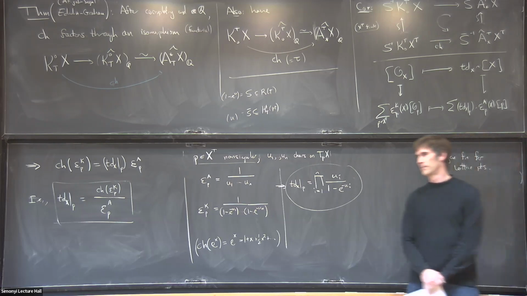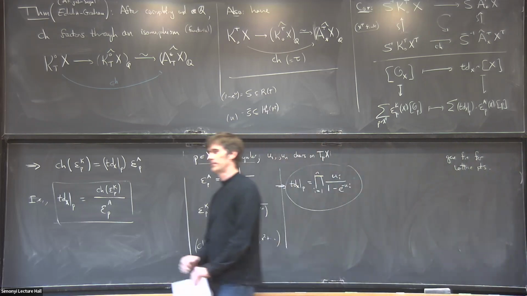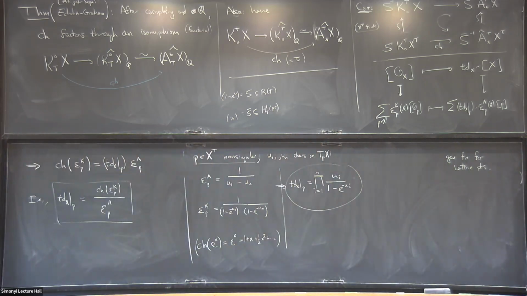It looks like Todd discovered his classes long before Chern discovered his classes. How is this possible? It looks like the natural order of things is Chern and then Todd. Yeah. Well, you could even say the natural order of things is equivariant cohomology of a point. But yeah, I have no idea how he discovered it.